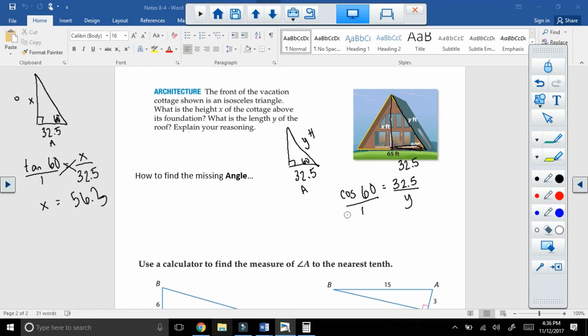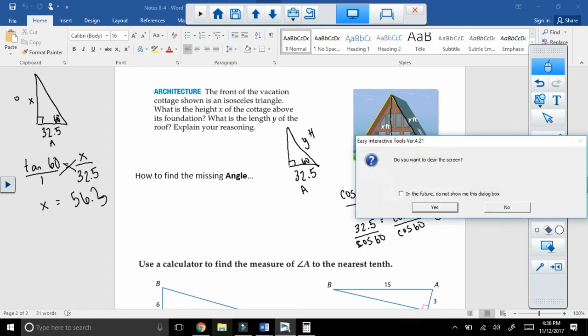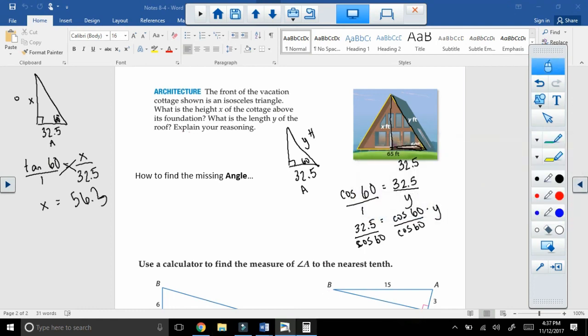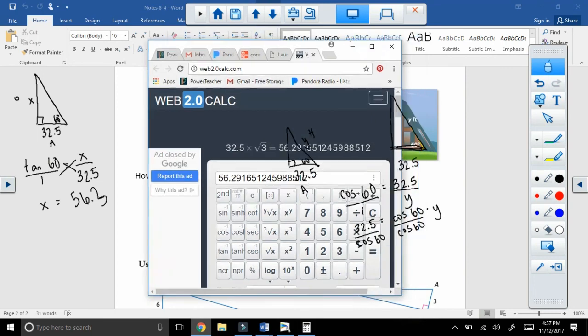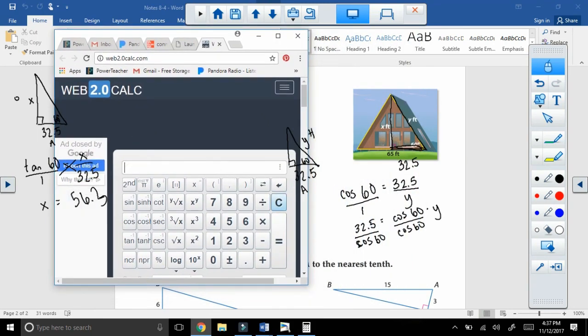So when I cross multiply this one, this is kind of like that second example we did earlier. I have 32.5 times the cosine of 60 times whatever y is, and I'm going to end up having to divide here by the cosine of 60. So you need to make sure you're typing this into your calculator right. So go ahead and grab that, and you're going to type in 32.5 divided by the cosine of 60.